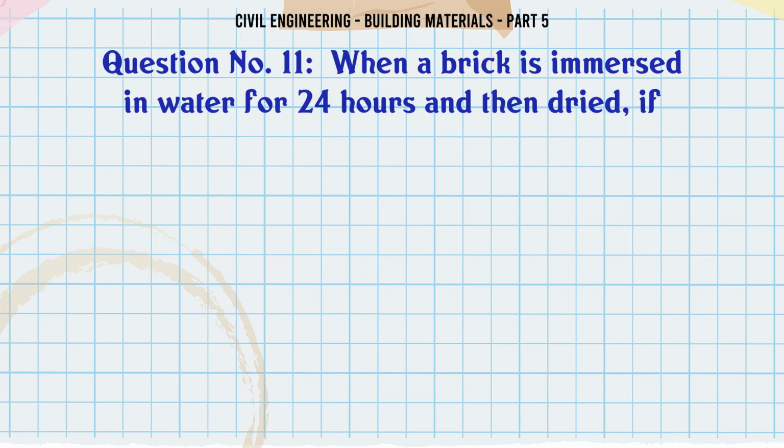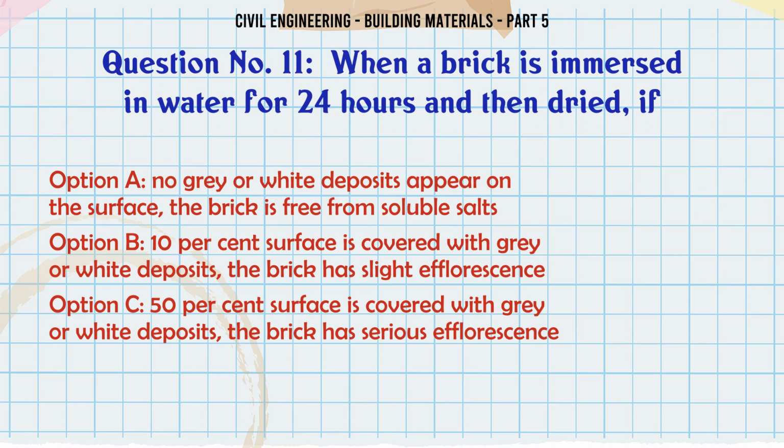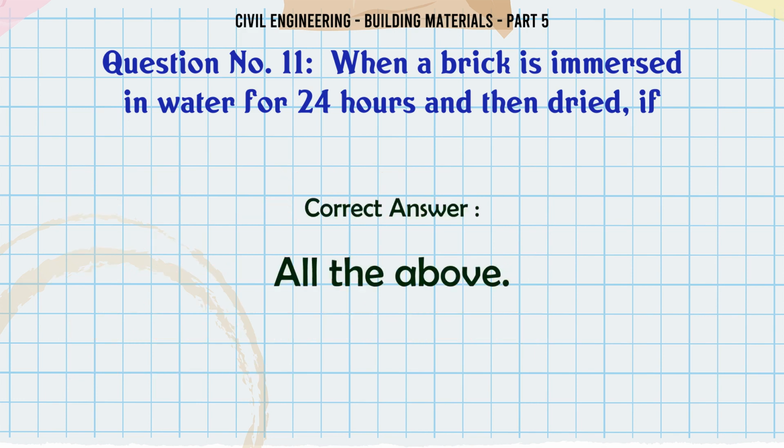When a brick is immersed in water for 24 hours and then dried, if A. no gray or white deposits appear on the surface, the brick is free from soluble salts. B. 10% surface is covered with gray or white deposits, the brick has slight efflorescence. C. 50% surface is covered with gray or white deposits, the brick has serious efflorescence. D. All the above. The correct answer is all the above.